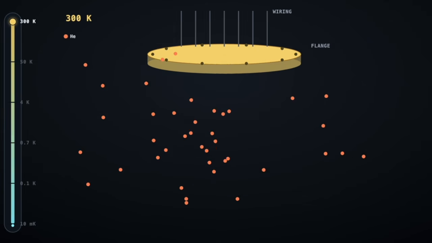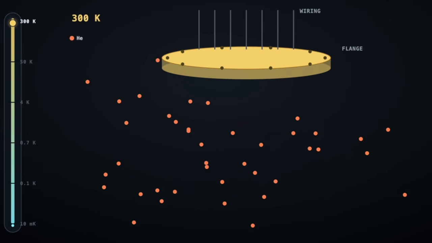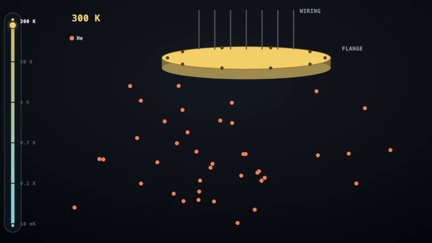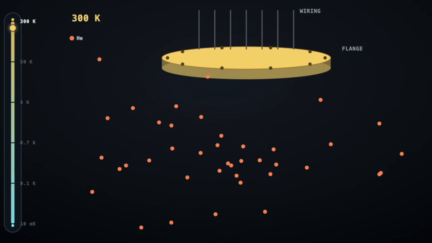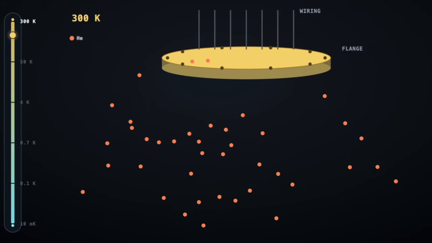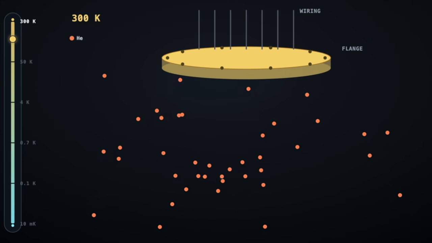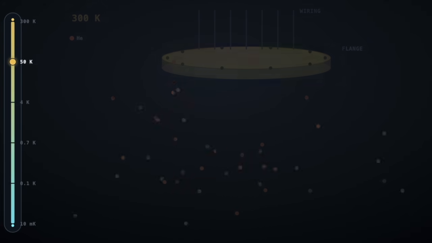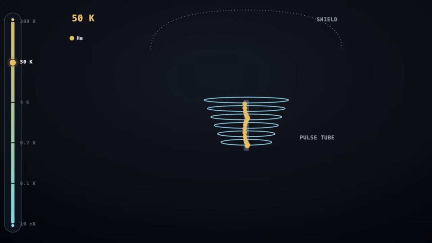Alright, so the journey of our helium atoms starts outside of the dilution refrigerator. It's pretty simple. The helium atoms are moving freely at 300 Kelvin, which is just room temperature, outside of the flange, and you can see the wiring, of course. Next, we go past the 50 Kelvin radiation shield.